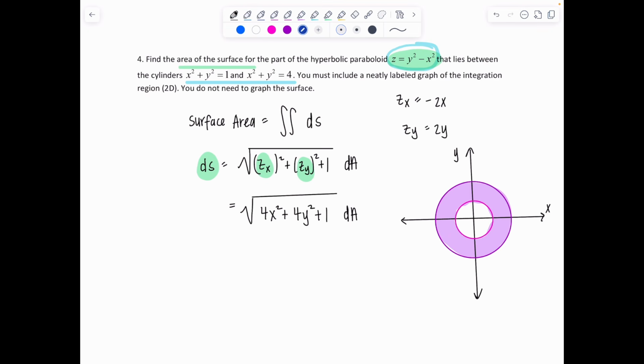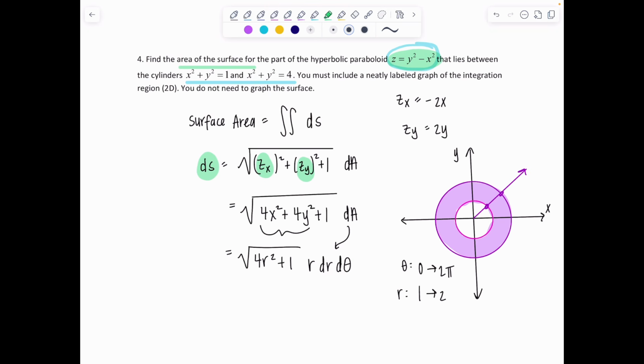Okay, so if we were to integrate over this region, and I'm going to represent it with polar coordinates, theta is going to go from 0 to 2 pi, all the way around. And then r is going from 1 to 2. 1 to 2, people. Here we go. Now, can we switch this to be in terms of polar? You betcha. This is the square root of 4r squared plus 1. And what's dA? r dr d theta. Thank goodness for that r. It's going to save the day. Otherwise, we'd have to trig sub.